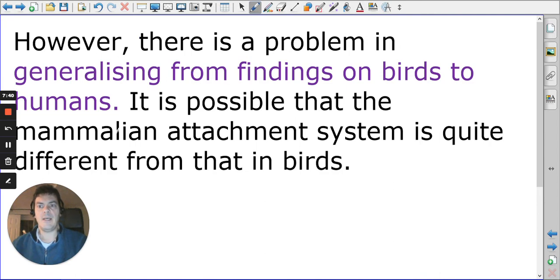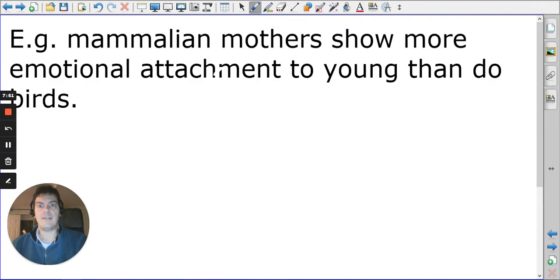So, for example, humans are mammals and birds are avian, so therefore there could be some big issues here. And we see, for example, that mammals have a much greater emotional attachment towards their young. A classic example of this is how a mammal will potentially tend and care for the young, even if it's not her own, in contrast to perhaps a bird. If a bird falls out of the nest, it will die because the parents will not do anything to care for it once it's out of the nest.